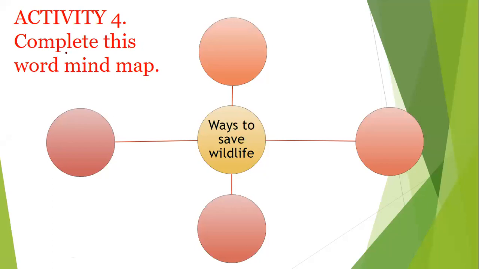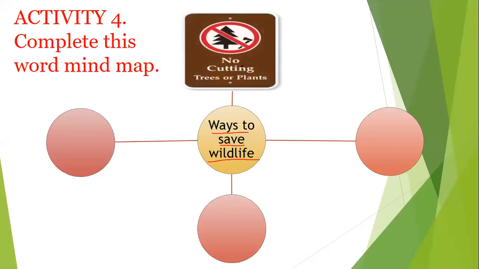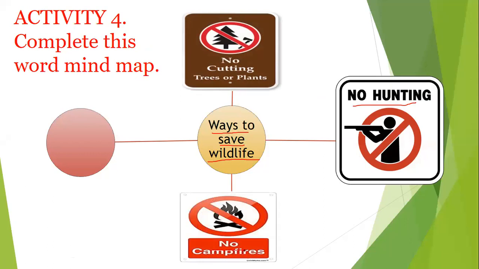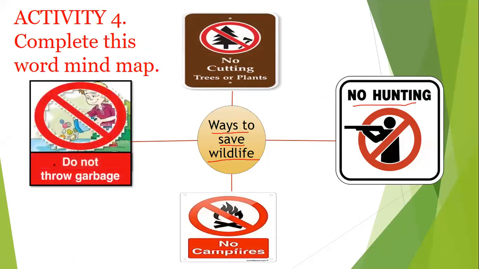Activity number 4. Complete this word mind map. Esto es un mapa mental. Ways to save wildlife. ¿Cómo puedo salvar la vida salvaje de mis animales? Entonces, empiezo. No cutting trees or plants. No hunting. No campfires. And do not throw garbage. Okay? No cutting, no hunting, no campfires, no throw garbage.